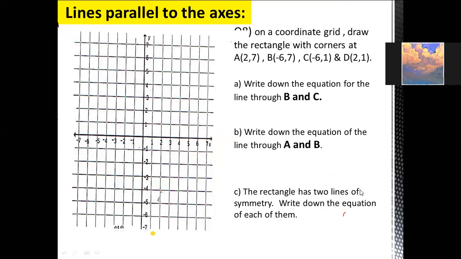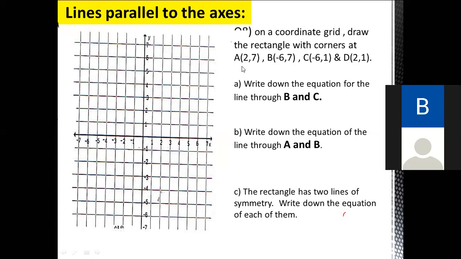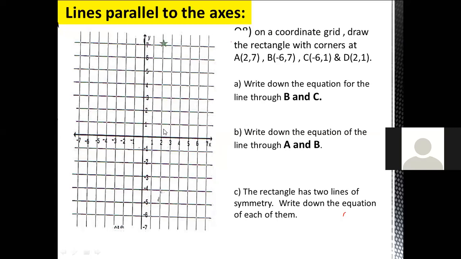So this is question number 8, lines parallel to the x-axis. They want you to label these points on the coordinate grid. So who wants to help? I can see 5 participants. Bashar, let's go. Can you hear me? Yes, of course I can hear you. Label the points. Point A, 2, 7. Yes, A is (2, 7).